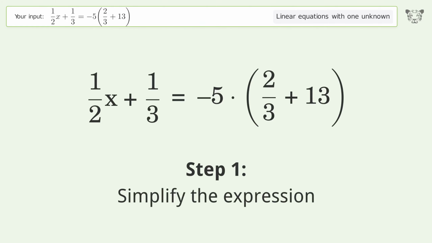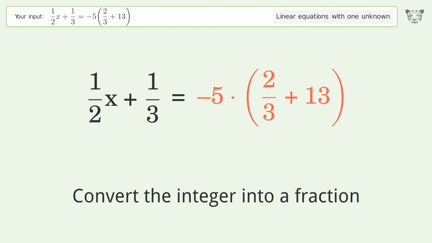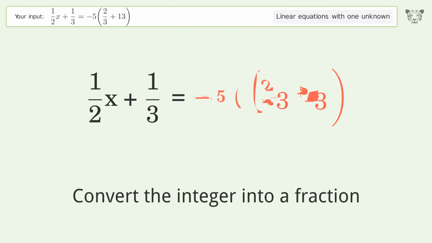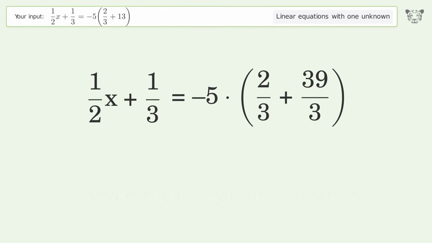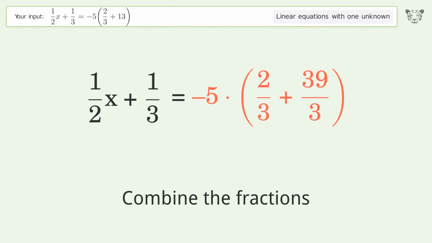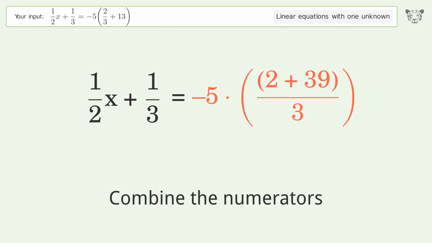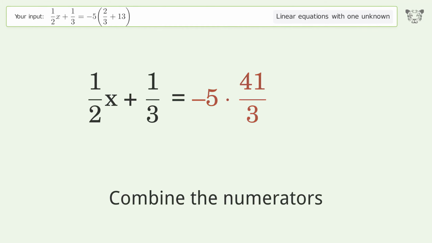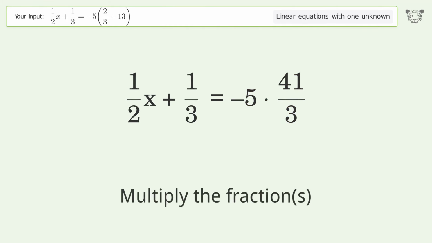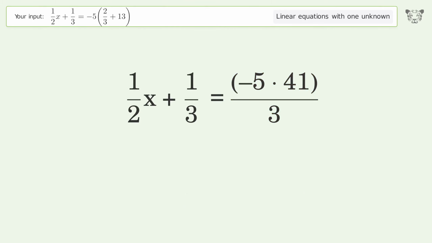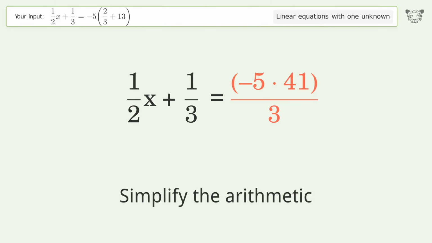Simplify the expression. Convert the integer into a fraction. Combine the fractions. Combine the numerators. Multiply the fractions. Simplify the arithmetic.